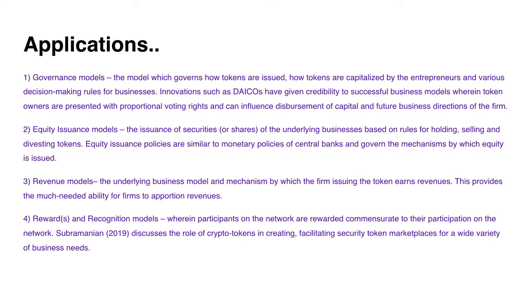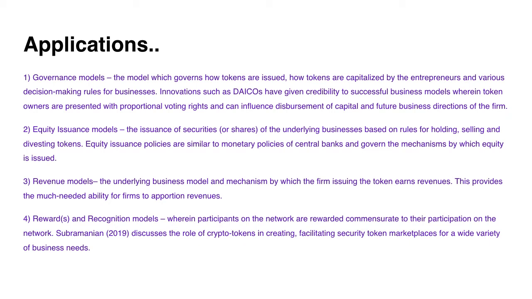Why would you need ICOs? So there are different governance models, which is how tokens are issued, how these tokens are capitalized by entrepreneurs, and various decision making rules for businesses. So innovations such as DICOs, wherein all the users who actually own the tokens issued by a certain company can vote on different business model proposals, etc., and get proportional voting rights. They can influence the disbursement of capital and future business directions of the firm, right? So these models need tokens to be dispersed.